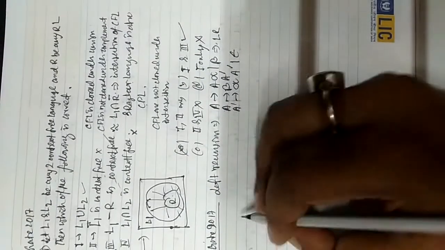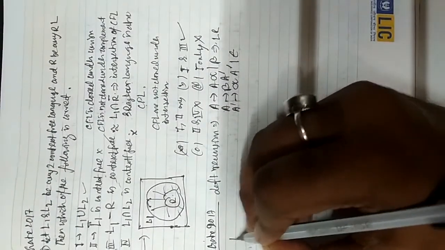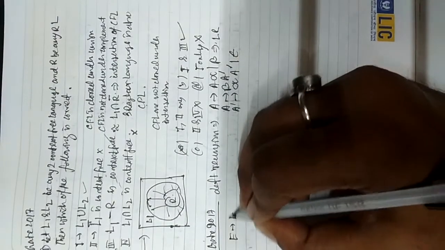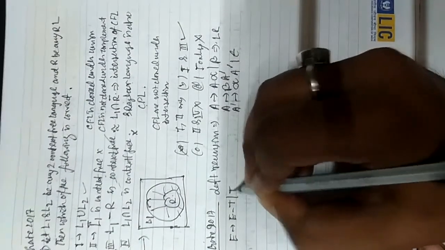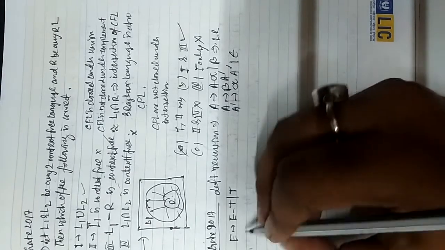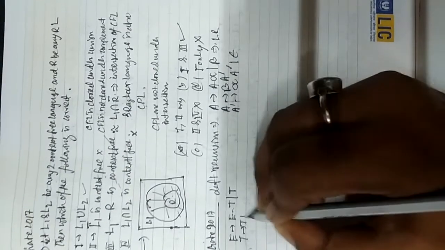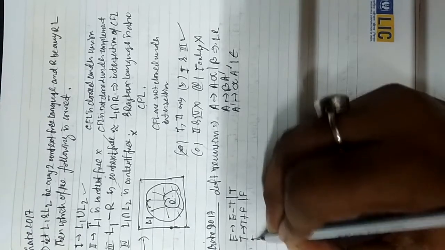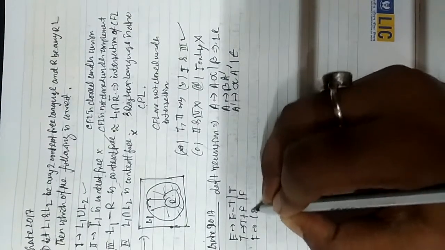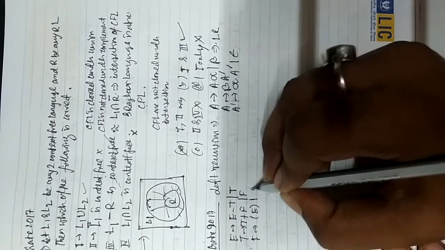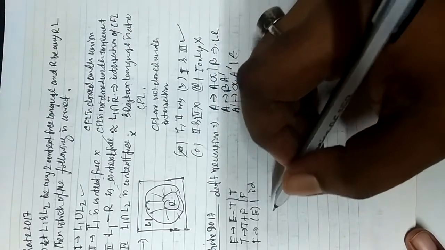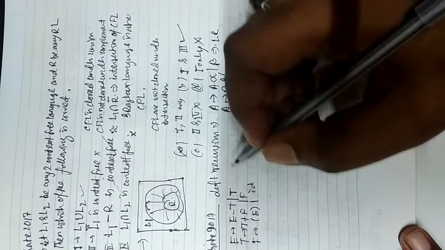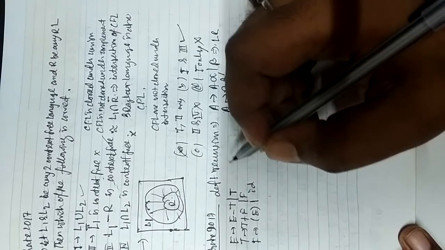Some grammar is given this way: E to E minus T or T, T to T plus F or F, and F to E or id. Now this is given, and four options are given. Which of the following grammars is not left recursive, but is equivalent to G?